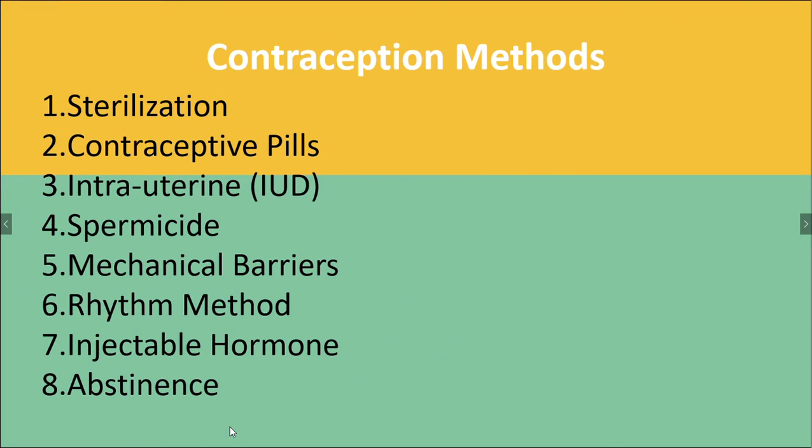Okay, so these are the contraception methods. You have sterilization, contraceptive pills, an intrauterine device, you have spermicide, mechanical barriers, the rhythm method, injectable hormones, and abstinence.